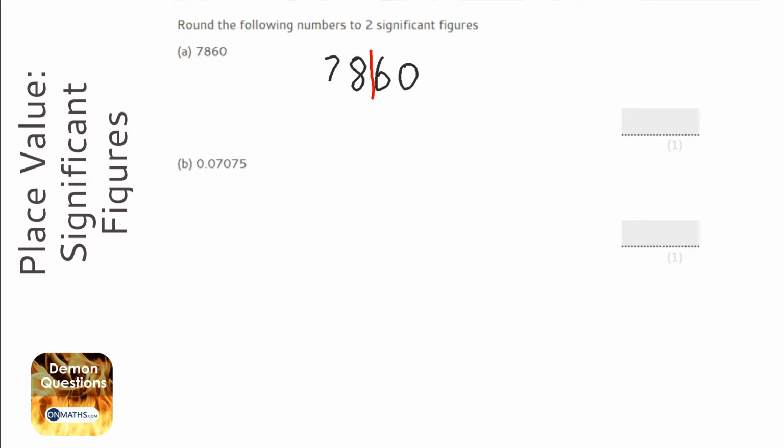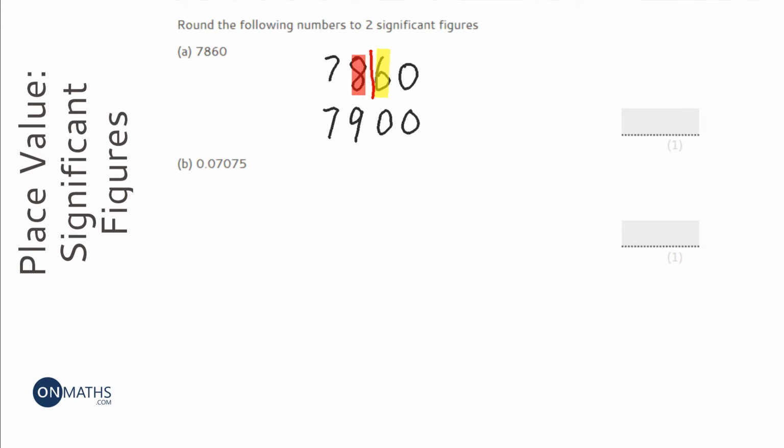Now, this number here is called our decider number. That's doomed. It's going to turn to 0. But before it goes away, if it's 5 or bigger, then it means that the 8 there, this 8 here, goes to a 9. So we're going to have 7. That 6 is going to push that 8 to a 9, but all the other numbers are 0. So our answer is 7,900.